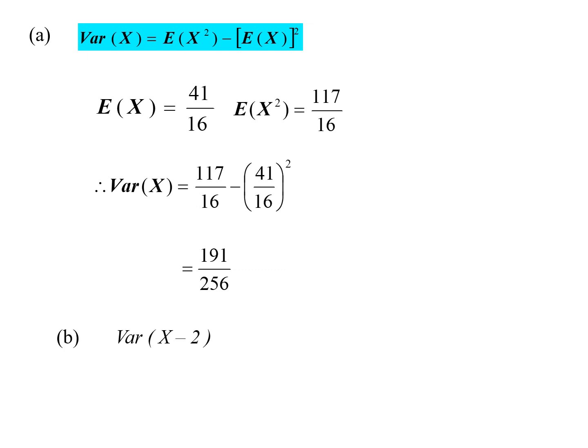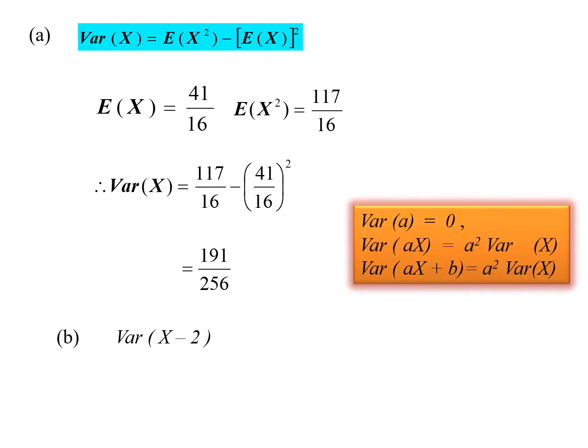For Var(X minus 2), we can use the properties of the variance. So we will get Var(X minus 2) is equal to Var(X). This one we use the properties of the variance. Then the answer is 191 over 256.